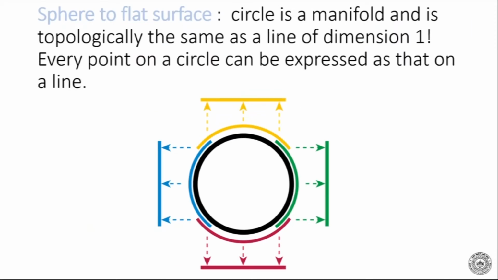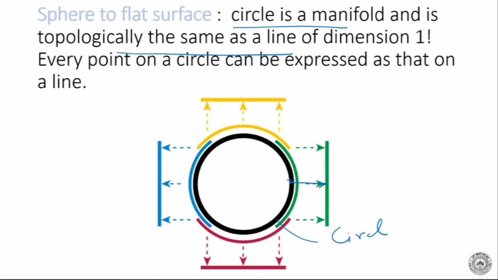This is an example: a circle. A circle is a manifold, and it is topologically the same as a line of dimension 1. So in terms of topology, a circle and a straight line are the same in a way, and every point on the circle can be expressed as that on a line. If you look at this black curve, this circle here, every point can be projected onto a straight line, locally. Hence in a manifold, every point can locally be mapped onto the Cartesian space.